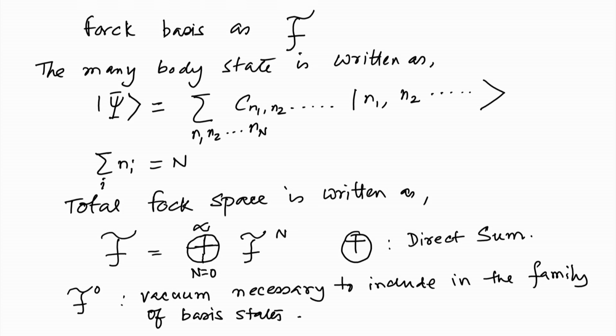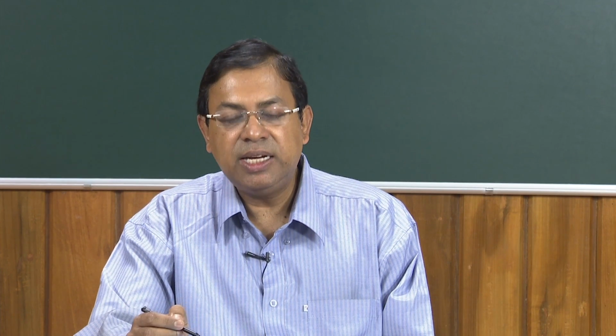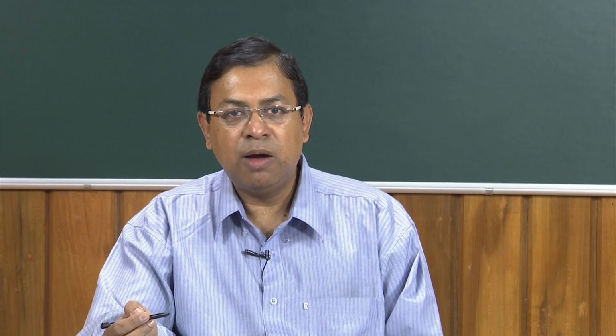So, now we have a state which is given by this and written in the occupation basis or the Fock basis, and in the Fock basis the total Fock space is written in terms of F to the power n and written as a direct sum from n equal to 0 to infinity, and we do not have this constraint any longer, that is the sum over n i, which is basically the occupancy of each state, has to be equal to some finite number N, that is not there any longer.